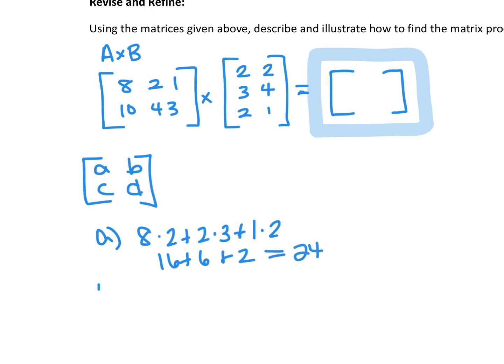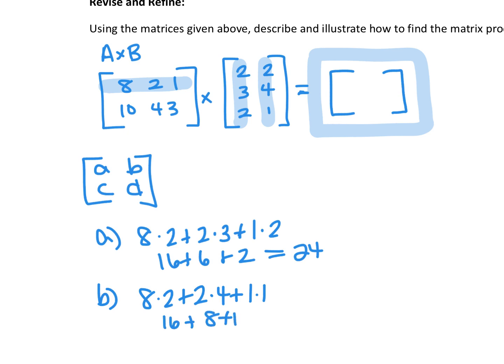Okay, and to find B, so all I did was I multiplied this row by this column, right, to find A. Now I'm going to multiply this row times this column to find B. So that's going to be 8 times 2 plus 2 times 4 plus 1 times 1. So that's 16 plus 8 plus 1. So that's going to be 25. Okay. Now we're going to find C and D.